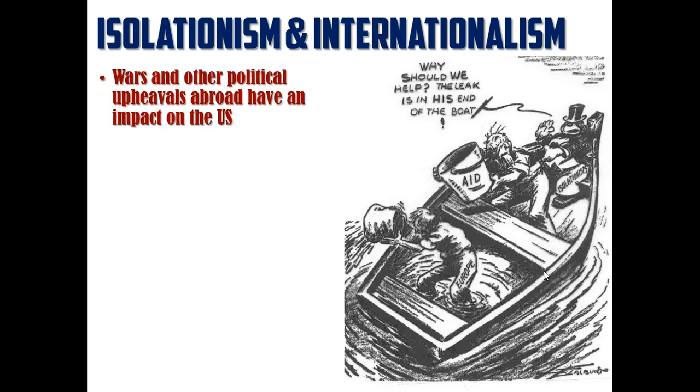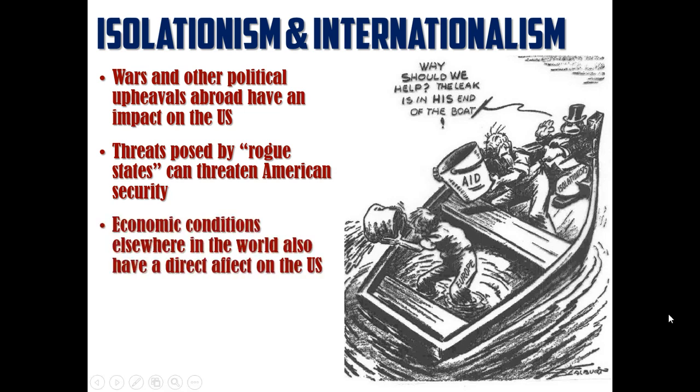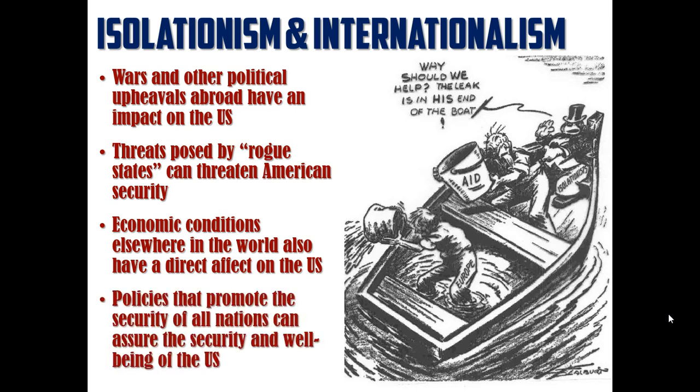Okay, wars and other political upheavals abroad have an impact on the United States. Threats posed by rogue states can threaten American security. Economic conditions elsewhere in the world also have a direct effect on the United States. And policies that promote the security of all nations can assure the security and well-being of the United States. So really, in our global world, we can't totally isolate any longer. Things around the world will have some kind of impact on the U.S.